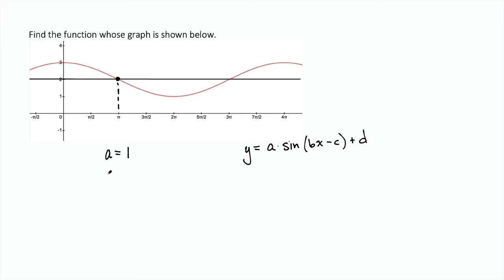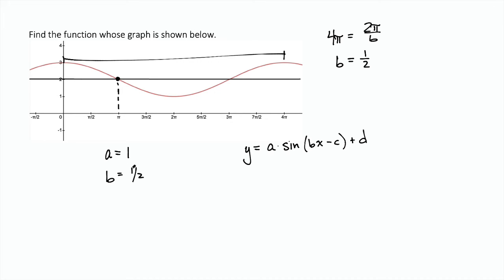To get b, we use our period. Now the period here is the distance it takes for a full cycle. So I can't see where it finishes the cycle over here, but I can see the distance from peak to peak. And that distance is 4 pi. So 4 pi equals 2 pi over b. Okay. And then I can solve for b. So multiply by b and divide by 4 pi, and you get b equals 1/2.